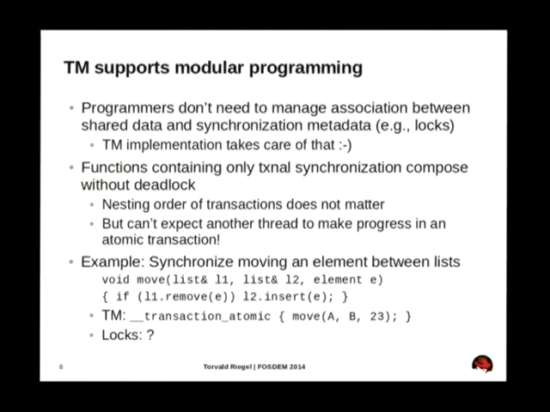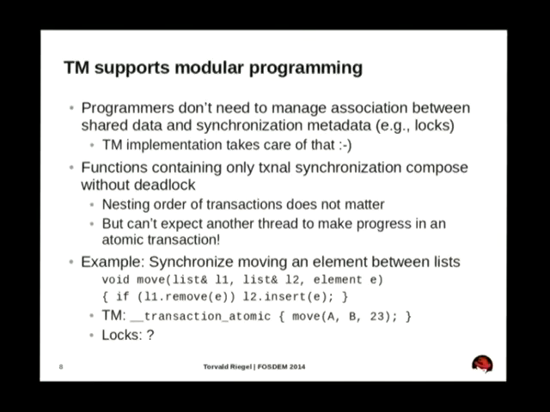And at the bottom, I'm giving you an example for that, comparing transactional memory to locks. The example is that we want to move one element from one list to another. I have this very small, neat, generic function here, where I remove from one list and insert into the other. Making that thread safe with an atomic transaction is easy. You just put it in an atomic transaction and say move A B element 23.